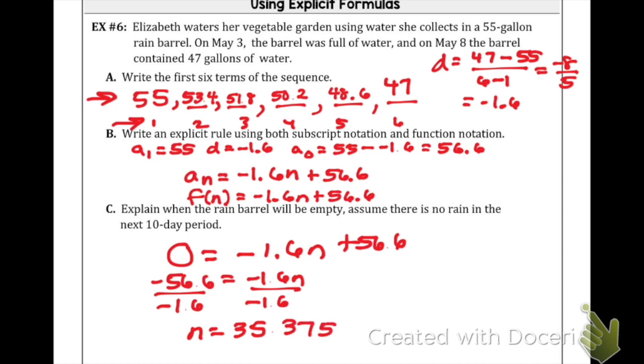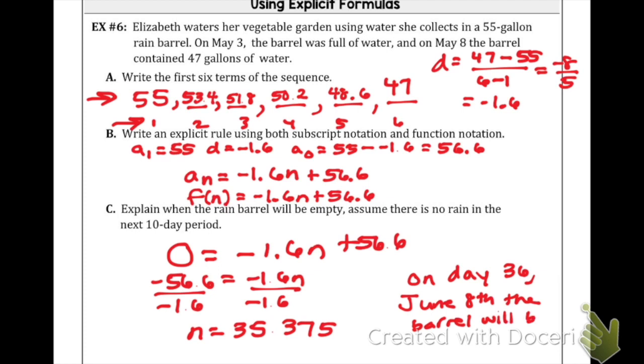35.375. So I would say something like on day 36, which day 36 from May 3rd would be June 8th. The barrel will be empty.